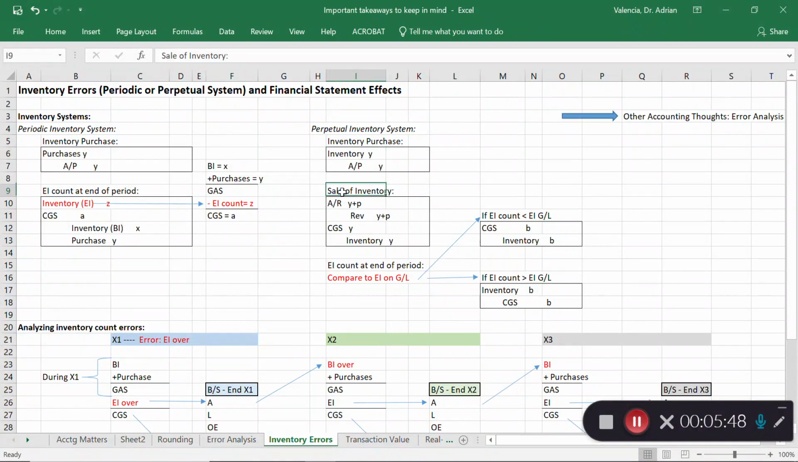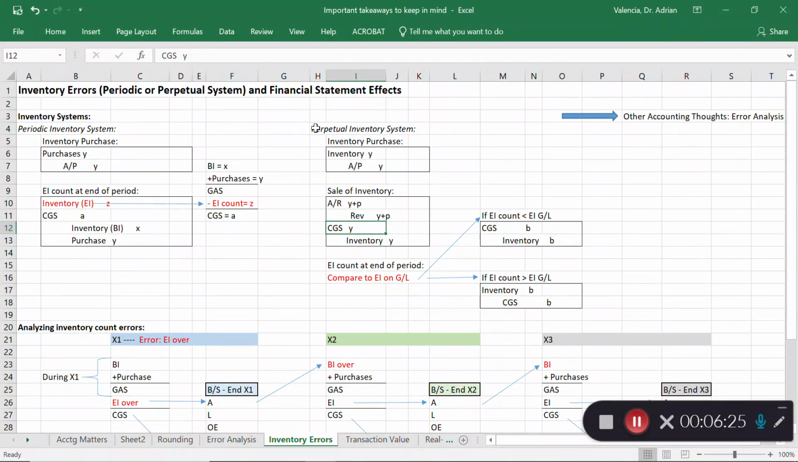Every time we make a sale, we recognize immediately the revenue. So I'm here calling it Y plus P. Imagine P is some form of profit, some markup. So if we buy the item for Y, hopefully we sell it for more than Y, right? So this will be Y plus a profit, and then here's your revenue. This is accounts receivable. And then immediately, since this is a perpetual inventory system, we take out that inventory from the books. So if you notice, you credit Y, and then you go into cost of goods sold.